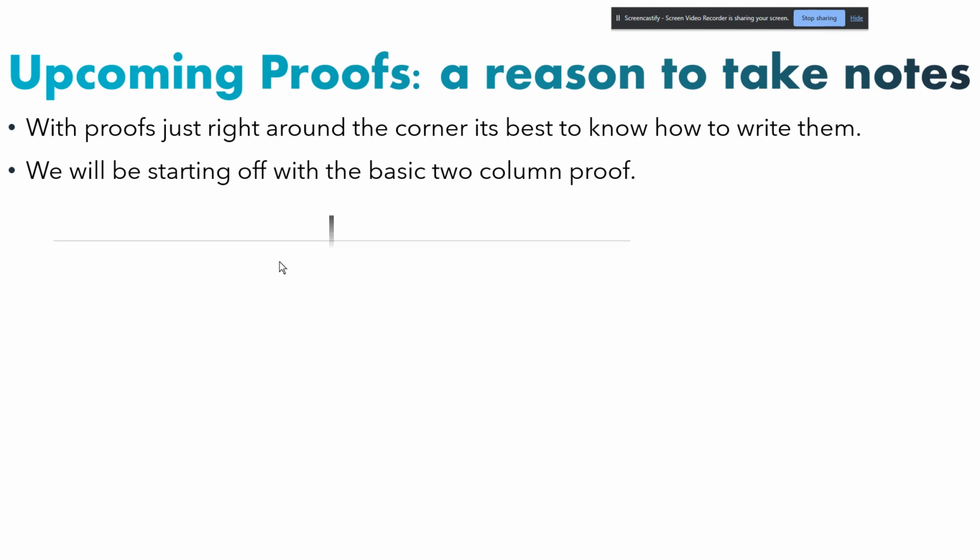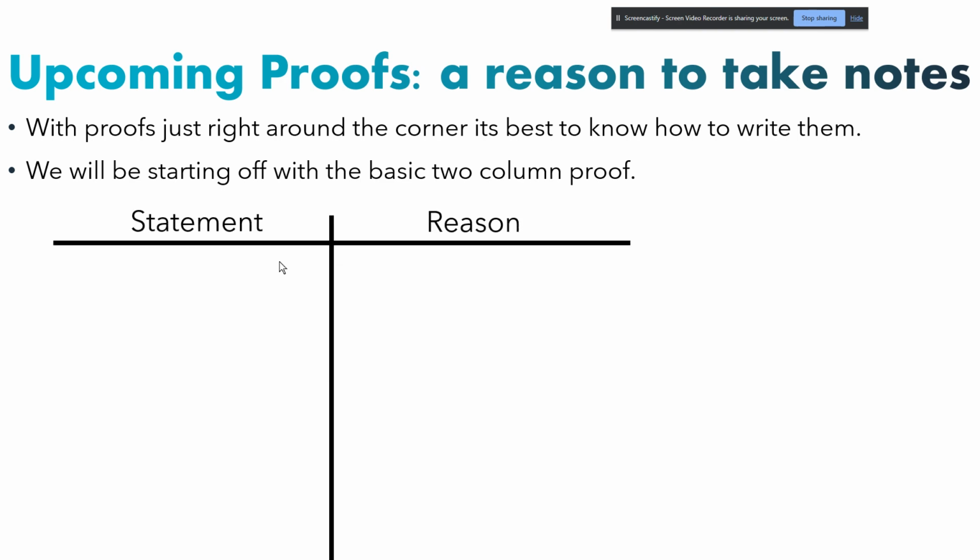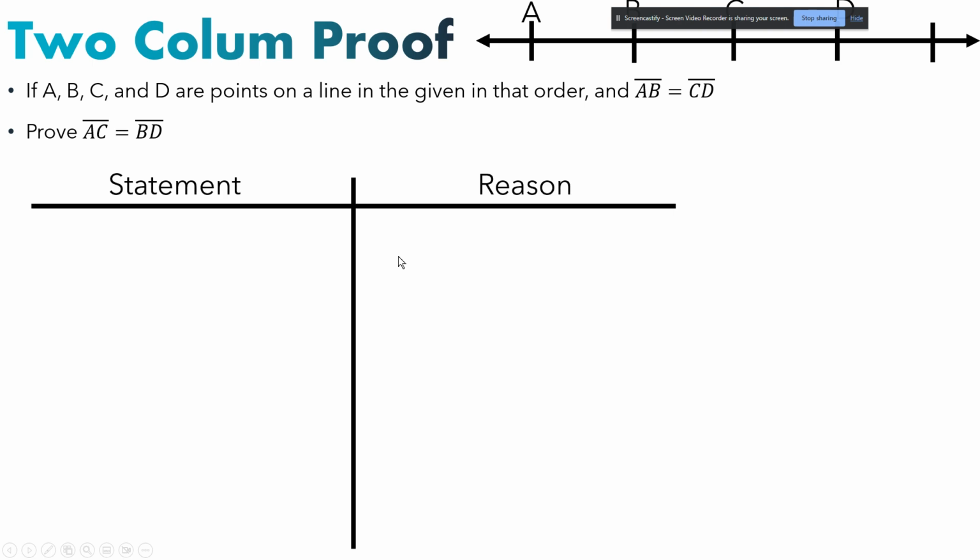You'll see it when we get to it. But this is what a 2-column proof looks like. We are given a statement. We can say this, and this is the reason we say it. All right? So let's put it to work.